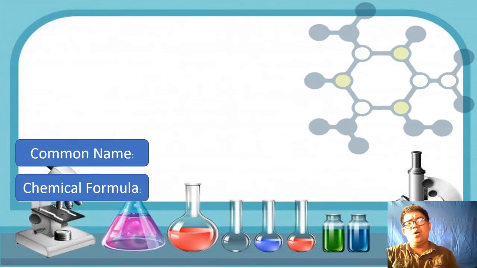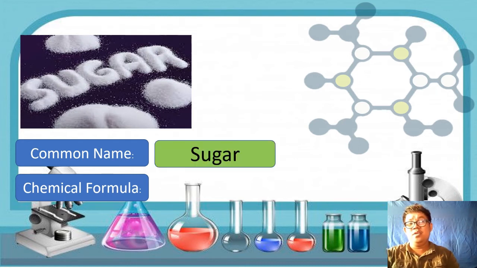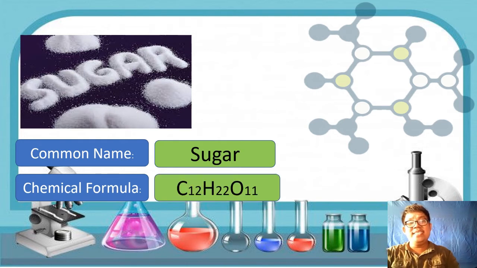Example of compound is sugar. Common name, sugar. And we have the chemical formula C12H22O11. It has three elements. We have the carbon, the hydrogen, and the oxygen.